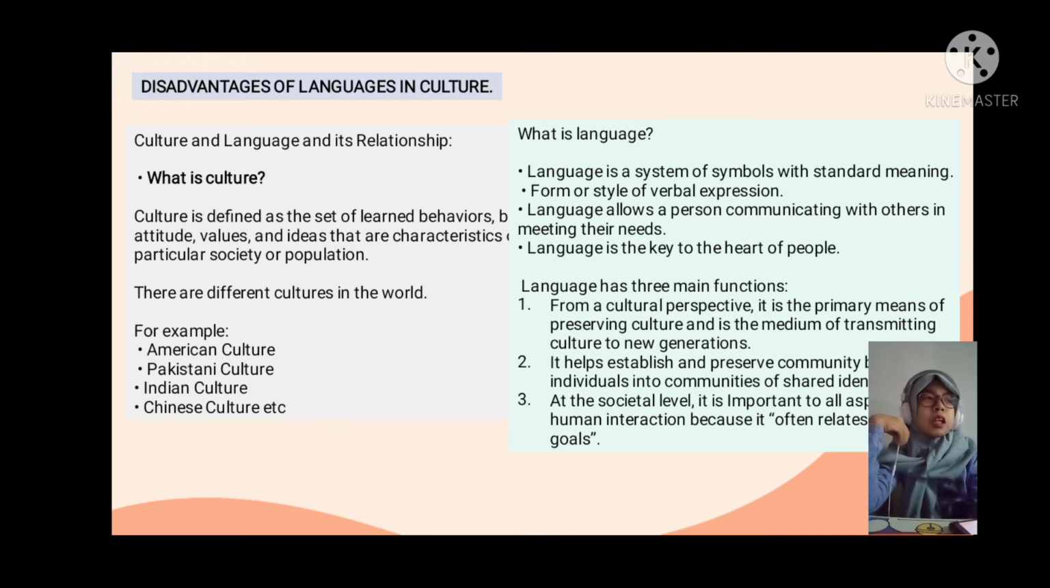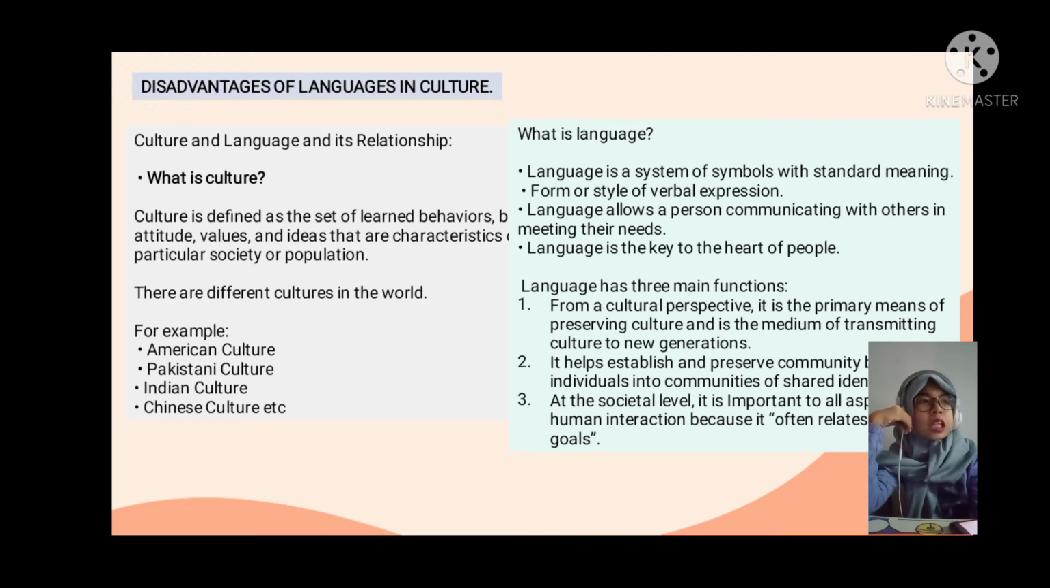Okay, in culture, there are of course some differences, for example American culture, Pakistani culture, Indian culture, and Chinese culture. And what about language? Language here is a system of symbols with standard meaning. From our style of verbal expression, we can use language as verbal and non-verbal language. And also, language allows a person to communicate with others in meeting their needs.